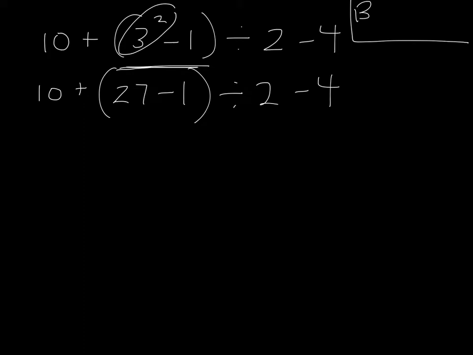Then I do the next line, 10 plus, and I have to finish what's in that bracket. It's 27 minus 1, which is 26. And because I'm only left with one number now, I don't need the brackets anymore. The brackets are only for if you have more than one thing happening within the bracket, like something to do with division or multiplication or exponents or what have you. So now that we're only left with one number, we don't need the bracket. Continue the rest of the line.